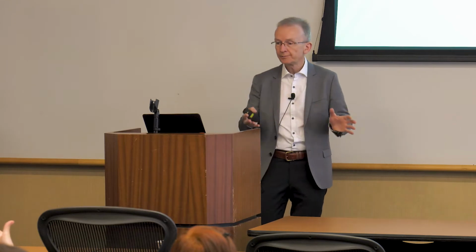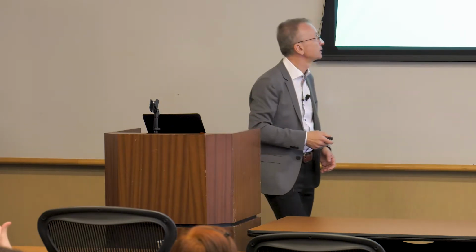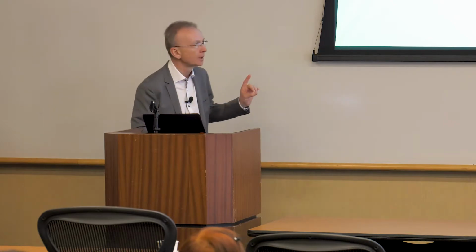And we are consolidating the elements of common concerns, and elaborating a big list or a big table listing these elements. Obviously, after this the teams, which were influenced, still go and correct or adjust their modeling. This usually takes, well, it depends as usual, but for us on average 2 to 3 workshops of 2 to 3 days just to get through this alignment per bigger process.